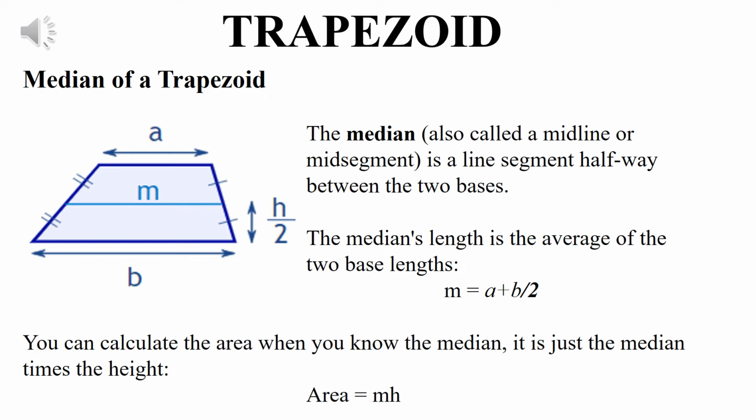Median of a trapezoid. The median, also called the midline or mid-segment, is a line segment halfway between two bases. The median's length is the average of the two base lengths. m is equal to (a plus b) over 2. You can calculate the area when you know the median. It is just the median times the height. Area is equal to m times h.